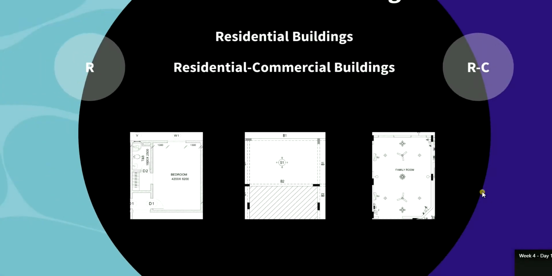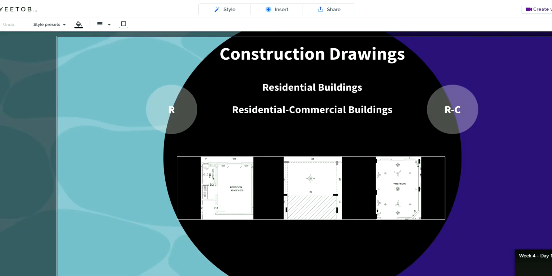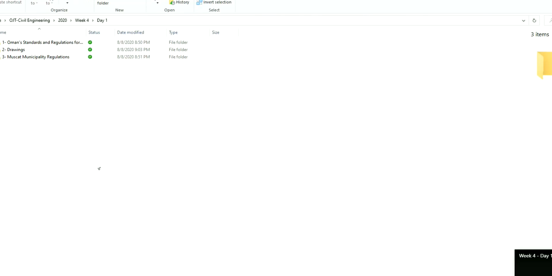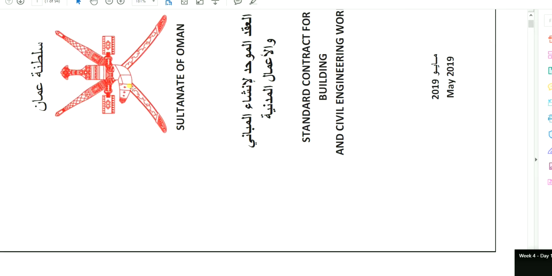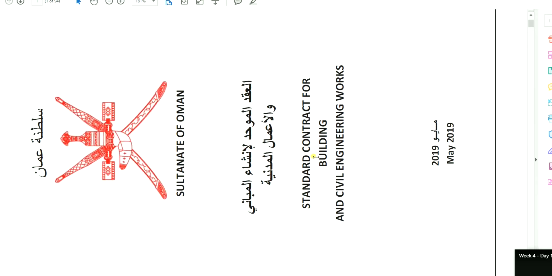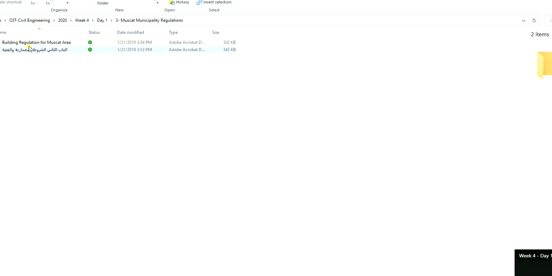Now, let me try to show you some real examples. I'll send you later all of these items, which represent the standards we have talked about, the regulation, the unified contract, and then I'm going to send you the regulations of the municipality.